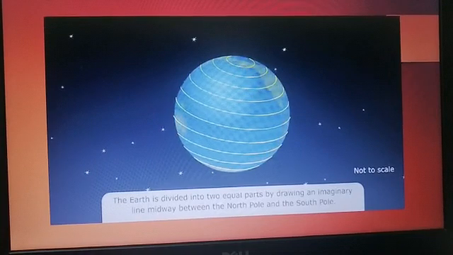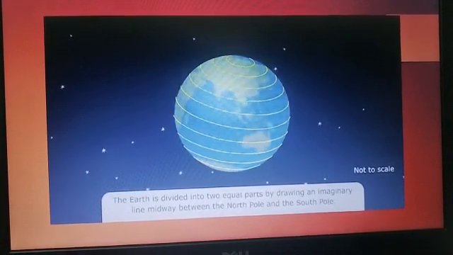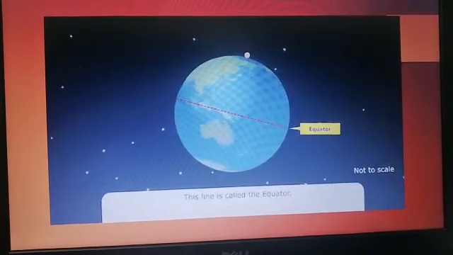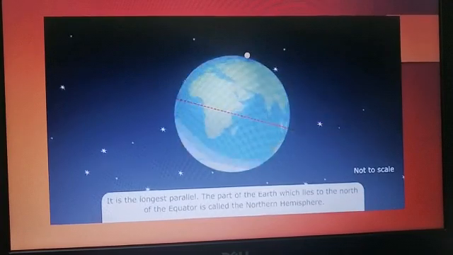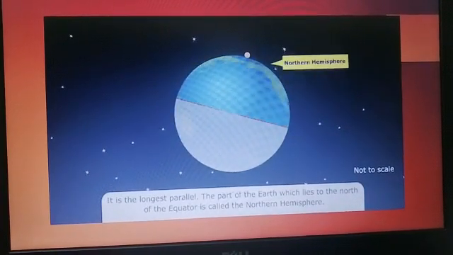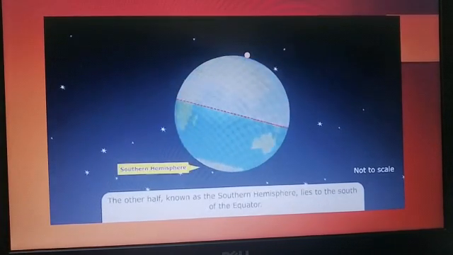The earth is divided into two equal parts by drawing an imaginary line midway between the North Pole and the South Pole. This line is called the equator. It is the longest parallel. The part of the earth which lies to the north of the equator is called the northern hemisphere. The other half, known as the southern hemisphere, lies to the south of the equator.